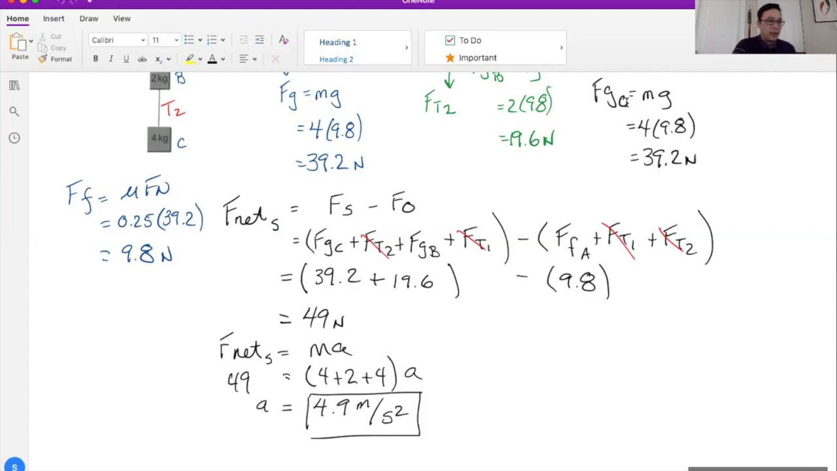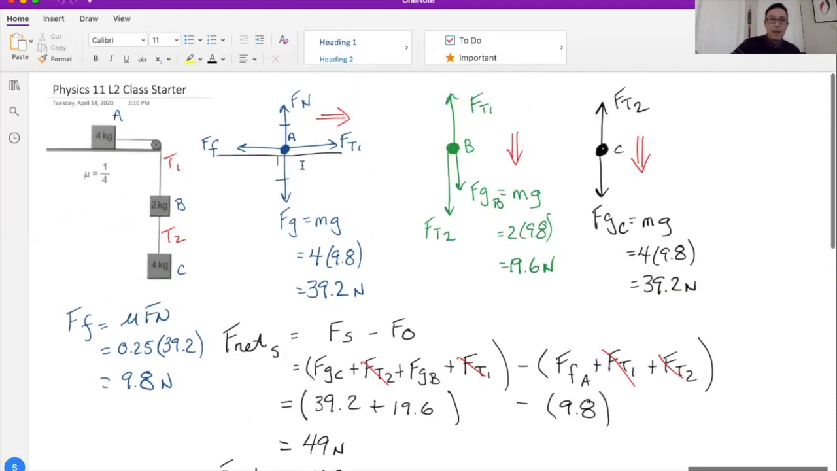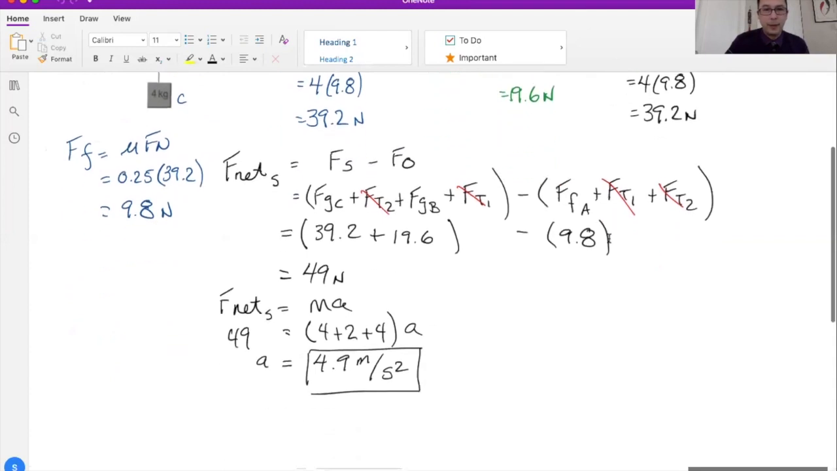Now, that's one of the things I was asked to find, the acceleration of each object. And that means object A is going to accelerate to the right at 4.9, B is going to accelerate downwards at 4.9, and C is going to accelerate downwards at 4.9, right? So there we go. First question done.